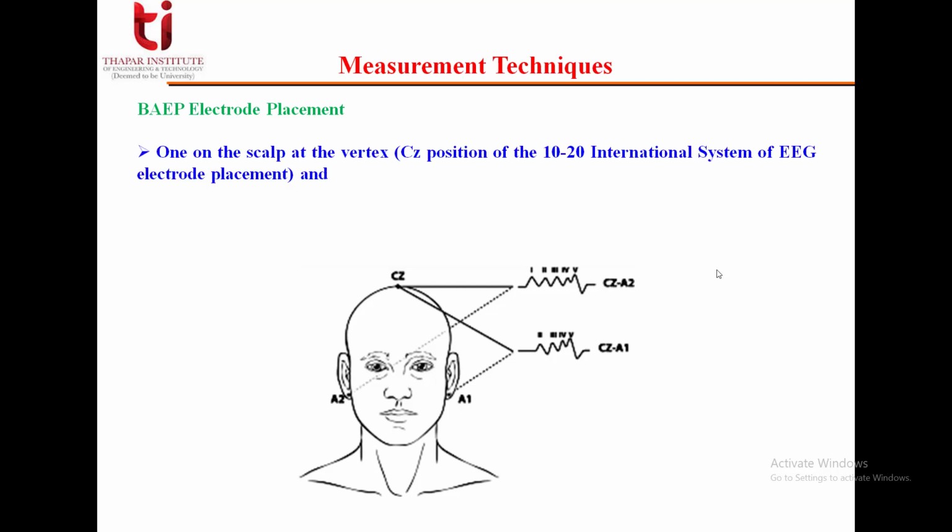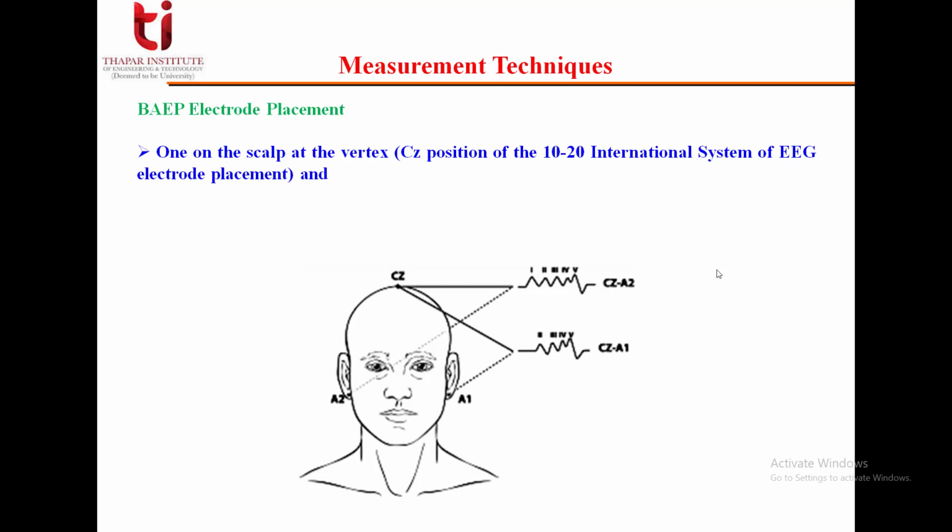One electrode we will place on the scalp at the vertex. That is basically the CZ position, the central or midline position of the 10-20 international system of EEG electrode placement. We have already seen the 10-20 international system of EEG recording, so in that we know the position CZ.